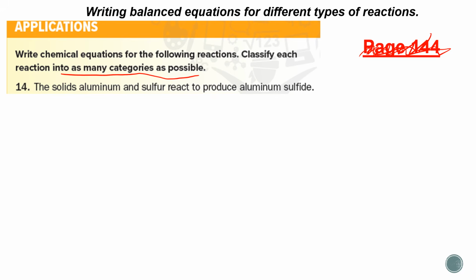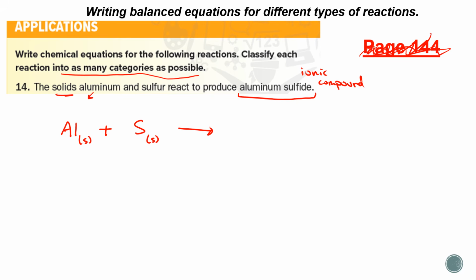So let's read the question. The solids aluminum and sulfur react to produce aluminum sulfide. Now, I told you, you need to revise the stuff from term 1. Because they will not give you the formulas sometimes in the exam. So you know that aluminum is Al plus sulfur is S. Solids. It says solids, so they should be solids. Aluminum sulfide is an ionic compound.